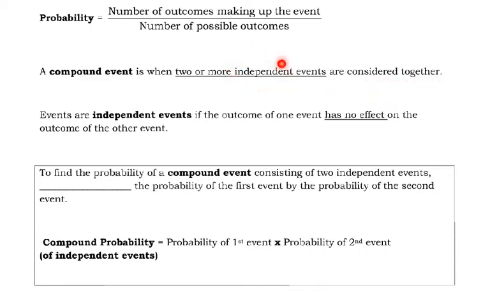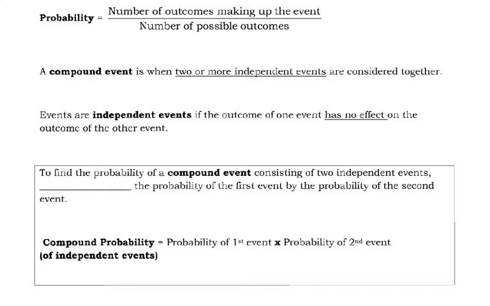And so what makes an event independent, so that you can calculate that? Events are independent if the outcome of one event has no effect on the outcome of the other event. So if you flip a coin and get tails, and you flip that coin again, what you get the second time isn't dependent on what you got the first time. So those are independent events.